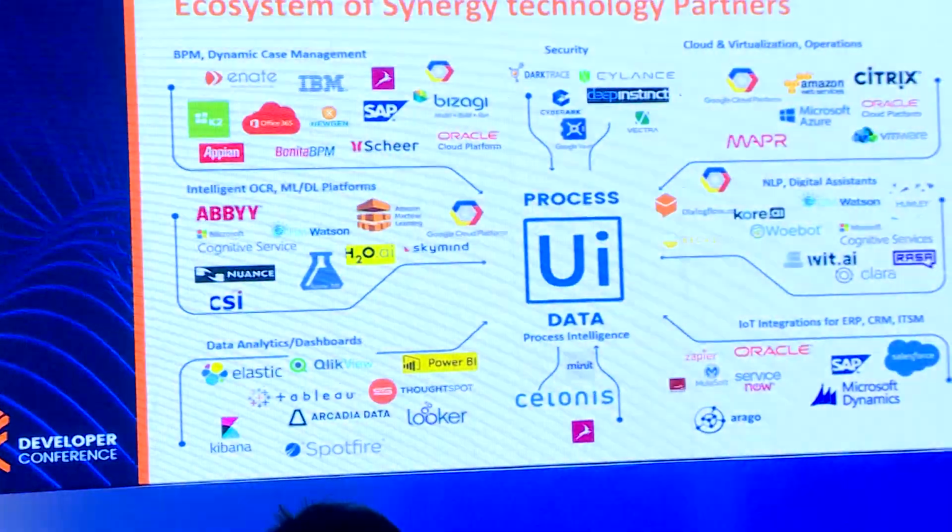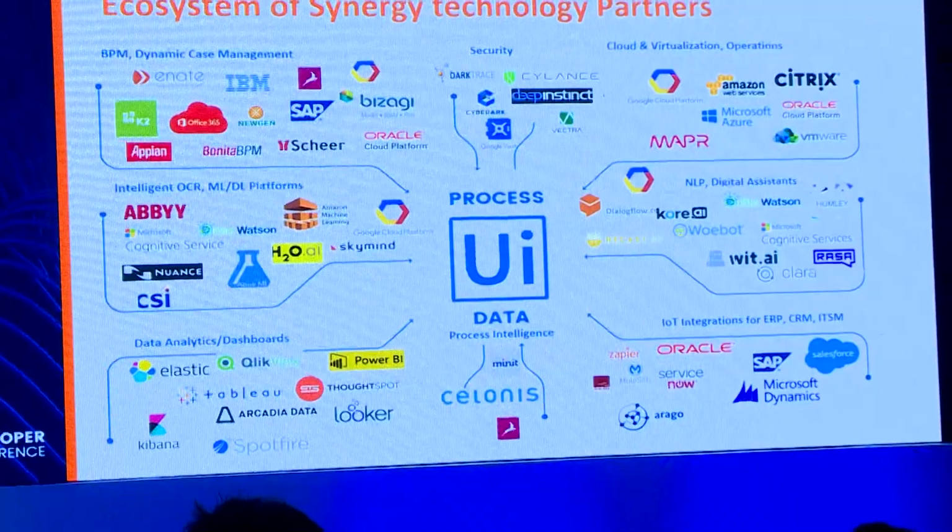So we spoke a bit about intelligent automation in our previous slide, and let's dive deeper. There are three areas which I'd like to cover in detail in this spectrum: the intelligent OCR, ML, and DL platforms, the NLP digital assistance, and the process intelligence, basically the data that comes out of a specific process.